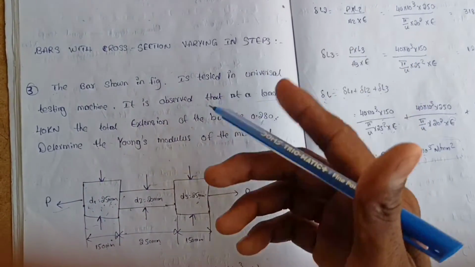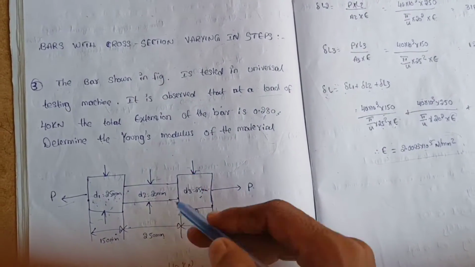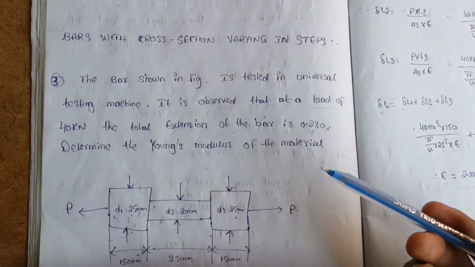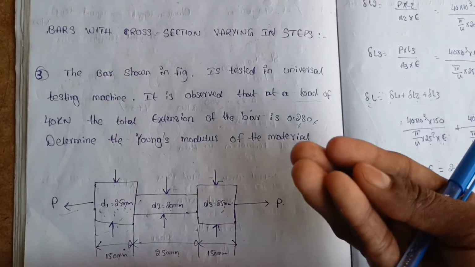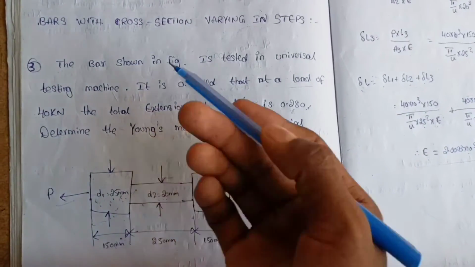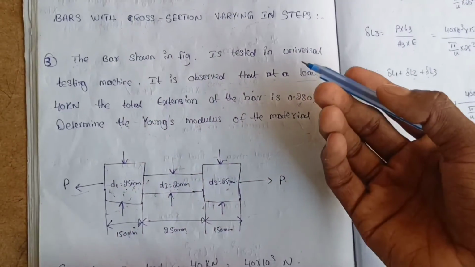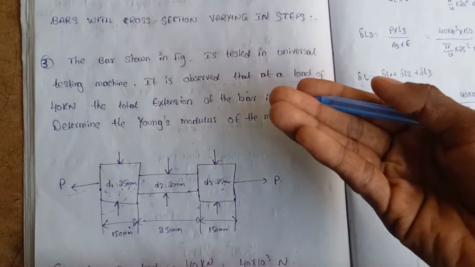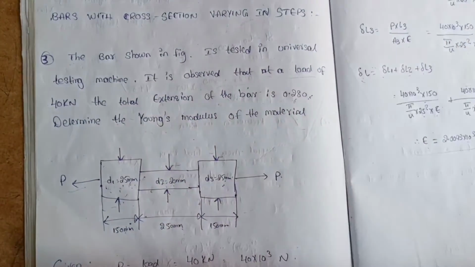So if different types of bars are connected, at that time what is the Young's modulus of the material? For every question we have to follow some procedure. We want to read the question and observe what the given information is and what we want to find. So that is our process.